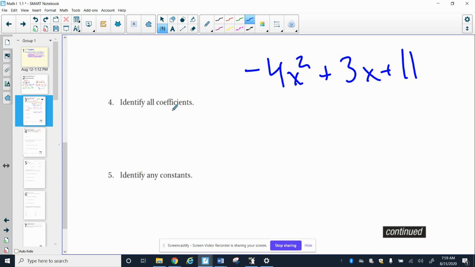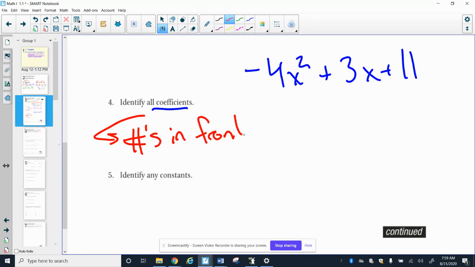Okay, so next we have the coefficients. We're going to give a nice little definition for this one. The coefficients, that's the numbers in front of variables. Just the numbers. A coefficient is a number in front of a variable.